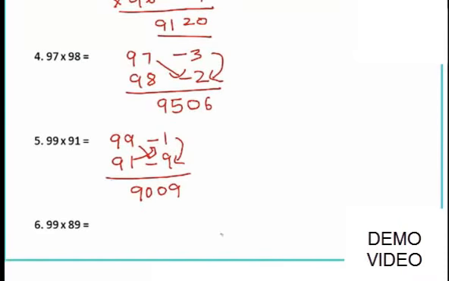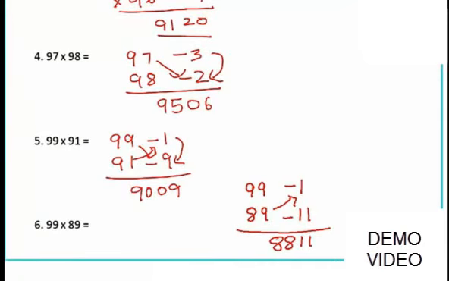Similarly, in this case, 99 into 89. It's minus 1 from 100. It is minus 11 from 100. 11 into 1 will give us 11, and 89 minus 1 will give 88. Very big number but very quick calculation.